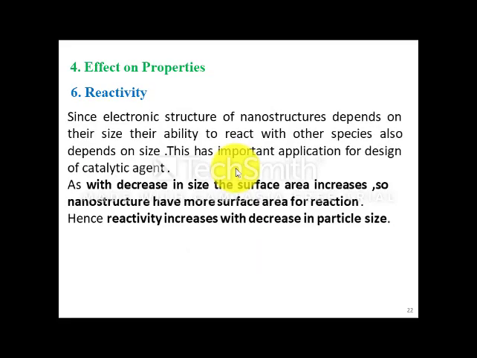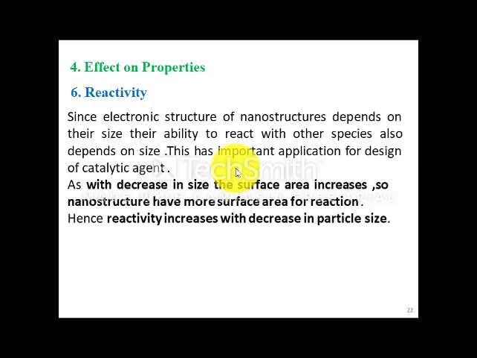Next is the reactivity. We have already discussed the electronic structure of nanoparticles, which depends upon their size. The electronic structure of nanostructured materials depends on their size, and their ability to react with other species also depends on the size of the particles. This has important application for the design of catalytic agents. With decrease in size, the surface area increases, so nanostructures have more surface area for reaction.